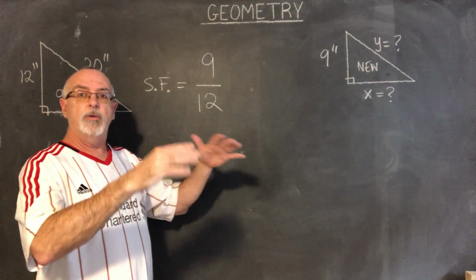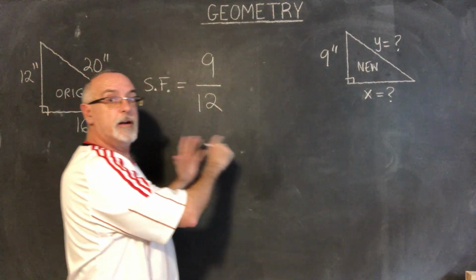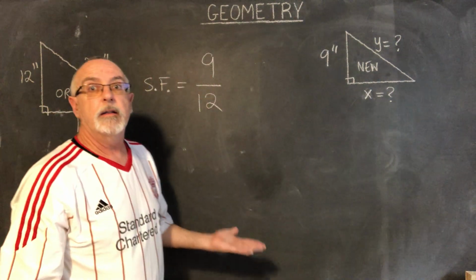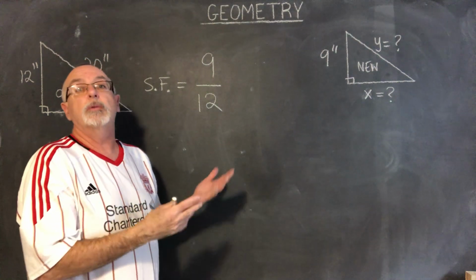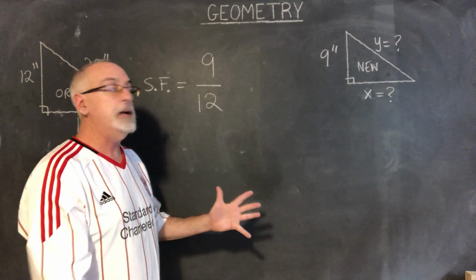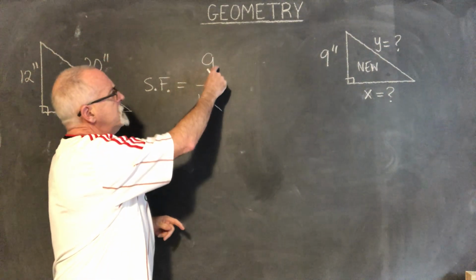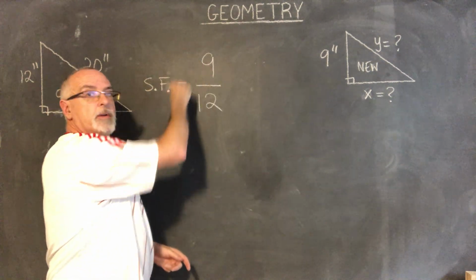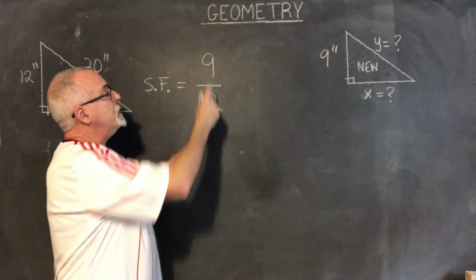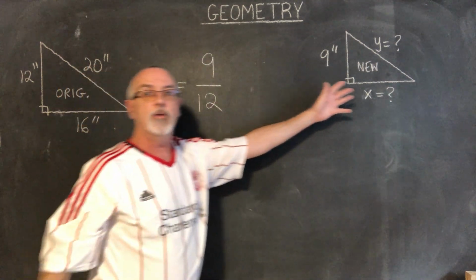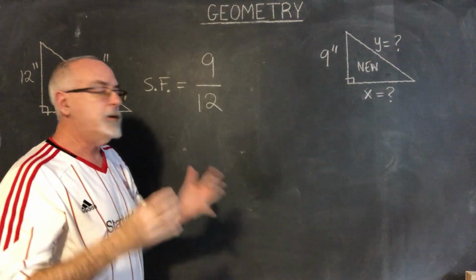Because if we always put new over original, then when you have an original that's smaller and a new that's bigger, the scale factor is going to be a number larger than 1. And it was in the previous example. It was a 2. Everything got twice as big. In this one, the new is smaller than the original, so it makes sense that the scale factor is a number that is less than 1. 9/12 is less than 1. So this tells us right away that the new is going to be smaller than the original. Everything makes sense when you have a way of doing it.